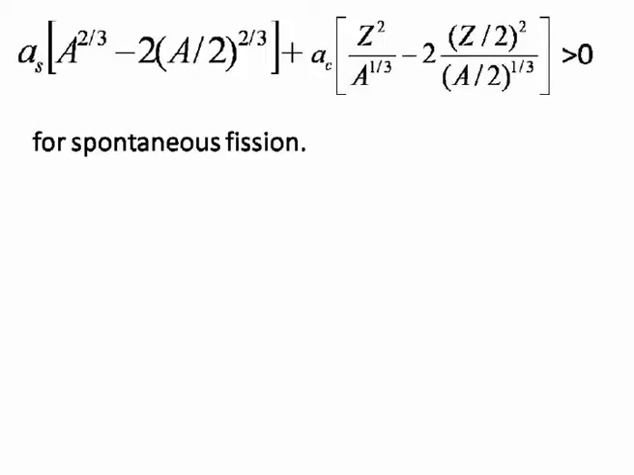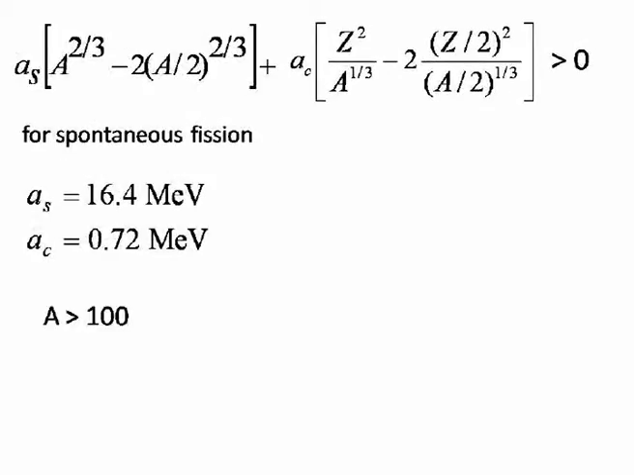Now, you can put the values of A s and A c, and that gives a condition just on z square by A. And then one can see, for any given nucleus, if you want to check whether it should fission or not energetically, you can just put z and A in this equation and work out whether this Q value is positive or negative. And it turns out from this that if A is greater than around 100, it is energetically possible. So, anything with A value greater than 100 should fission and reduce its energy.